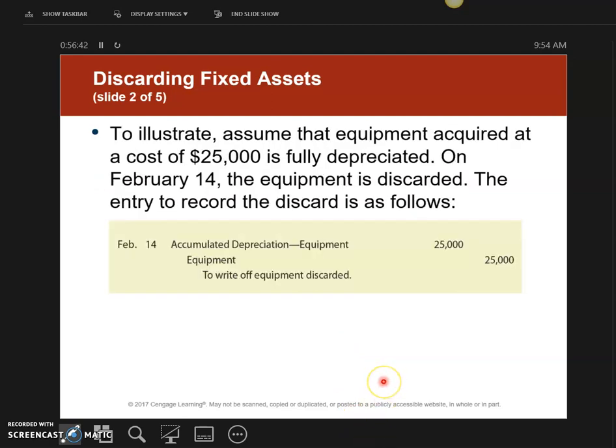So here's an example. We bought equipment for $25,000. It's fully depreciated. That is the key. It had no residual value. So the equipment account on my books had a debit balance of $25,000 and the accumulated depreciation had a credit balance. When I get rid of it, I'm going to do the opposite to zero out the accounts. Once I get rid of it, both of these two accounts will have a zero balance and they will come off my books. This is the easiest scenario, fully depreciated.